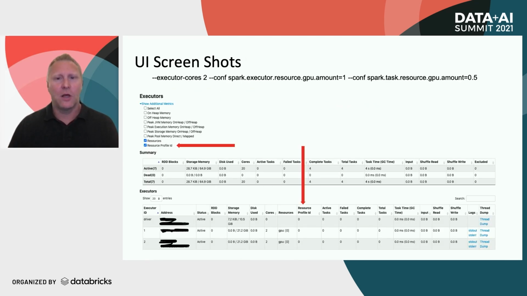So here's how you can find information if you're using stage level scheduling. Here's the executors page on the UI for Spark. Here I've created executors with 2 cores, 1 GPU, and allow 2 tasks per GPU. You'll see here there's a show additional metrics twisty, and you can select resources and resource profile ID. And then you can see what resource profile is associated with each of your executors.